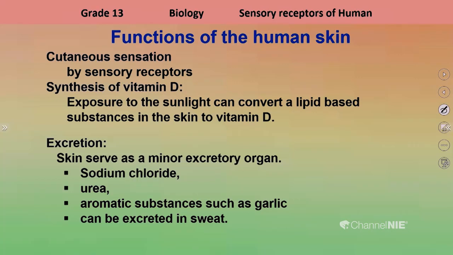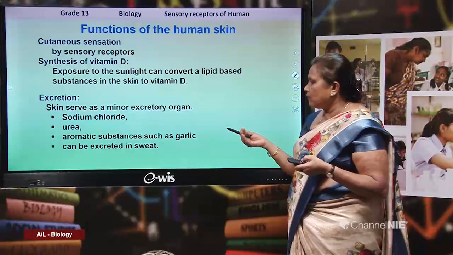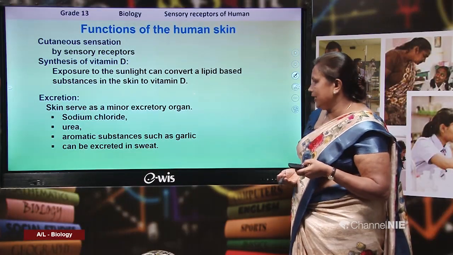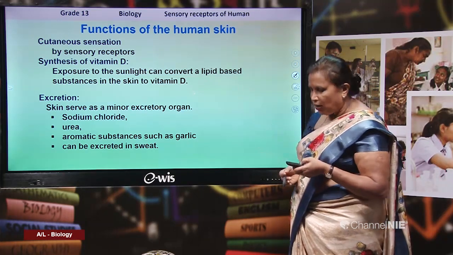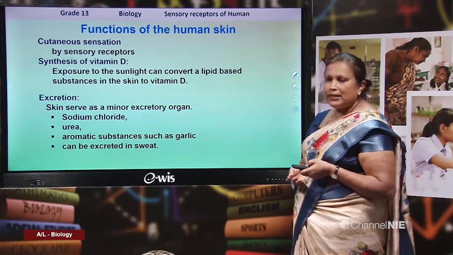Cutaneous sensation: as we see, sensory receptors are there. Then the synthesis of vitamin D is also a function. Excretion: the skin serves as a minor excretory organ. With the sweat, sodium chloride, urea and some aromatic substances such as garlic are removed. So that is a kind of excretion. Therefore, these are the functions of the human skin.